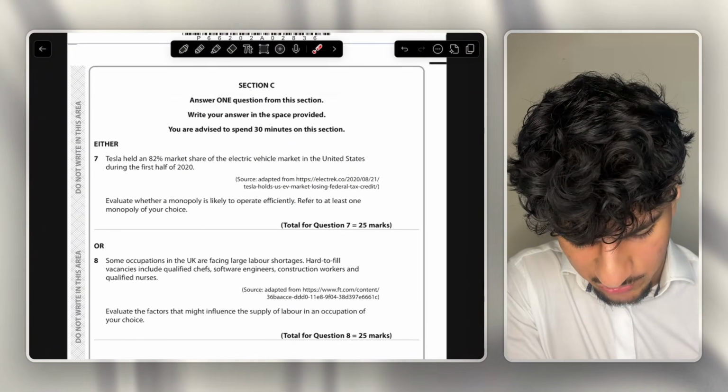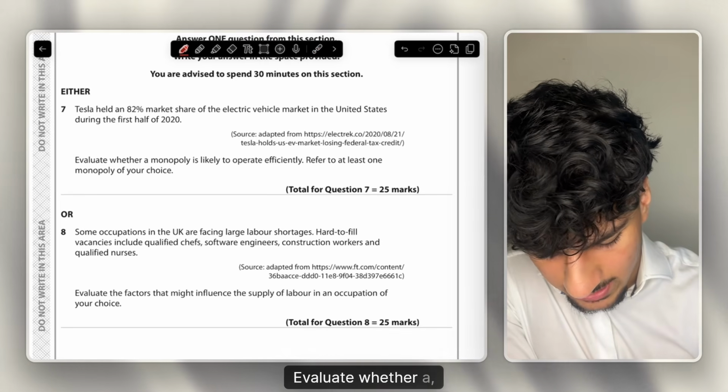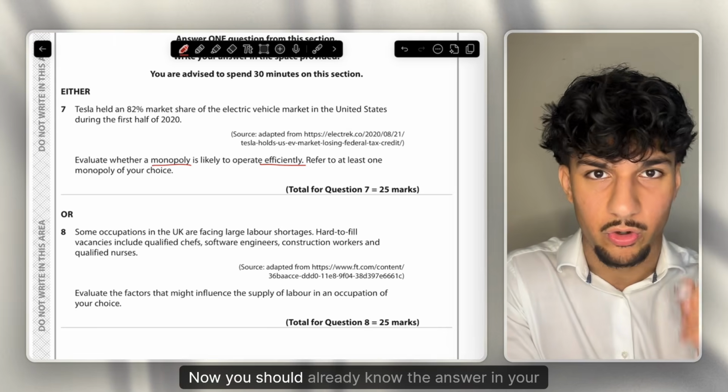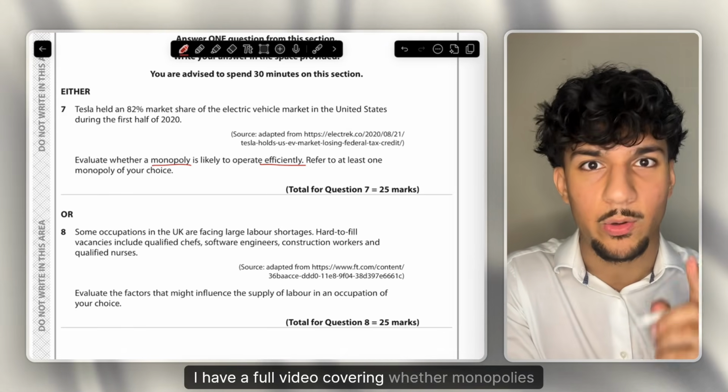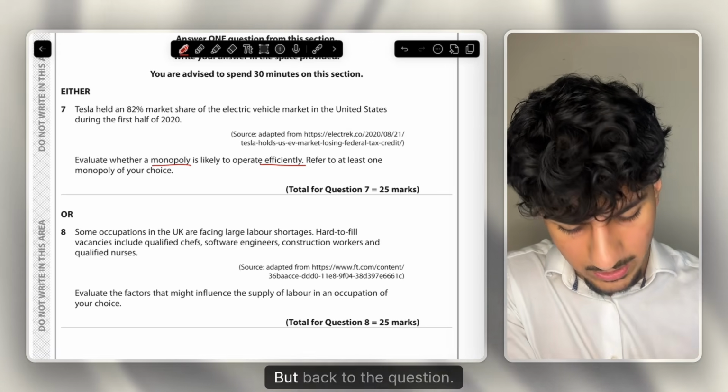Okay, section C, June 2022, paper 1. Let's have a shot at this question. Evaluate whether a monopoly is likely to operate efficiently. Now, you should already know the answer in your head. I have a full video covering whether monopolies are efficient somewhere on my channel. I will try to link it down below, but back to the question.